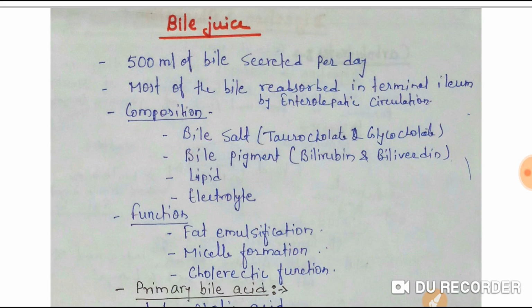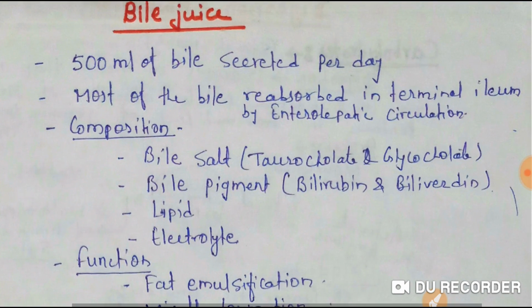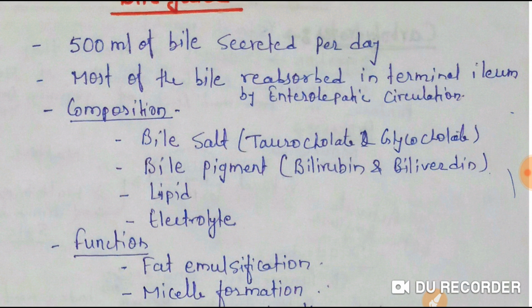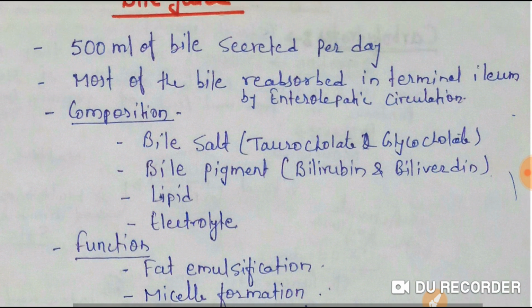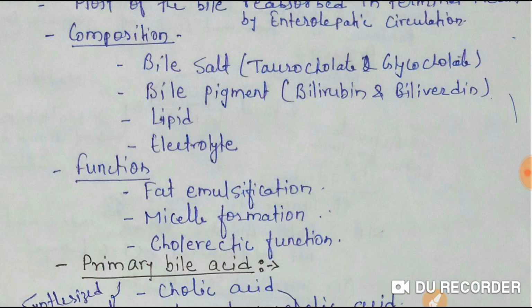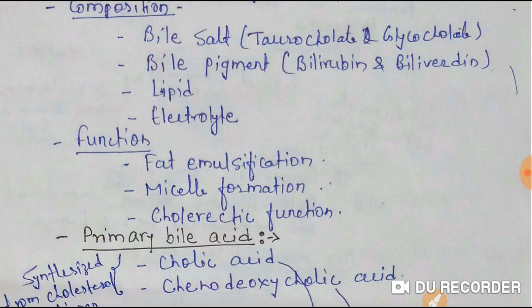Now start with bile juice. The secretion is 500 ml of bile per day. I already told that most of the bile is reabsorbed in the terminal ileum by the enterohepatic circulation. The composition I already told: bile salt, bile pigment, lipid, and electrolyte. Bile salt includes taurocholate and glycocholate, and bile pigment includes bilirubin and biliverdin. The function of the bile is fat emulsification, micelle formation, and cholecystic function.